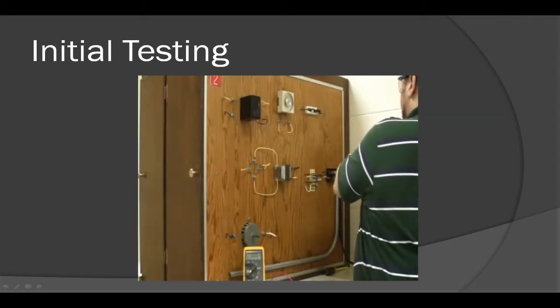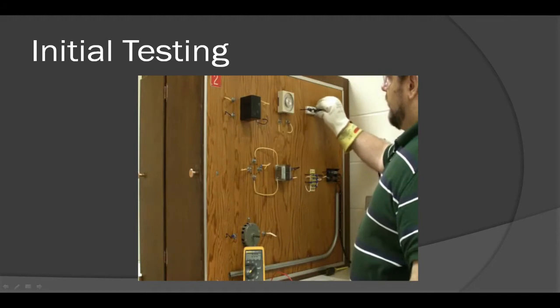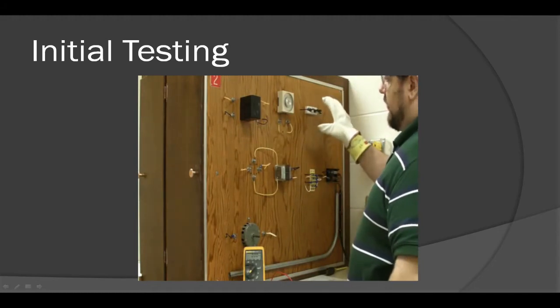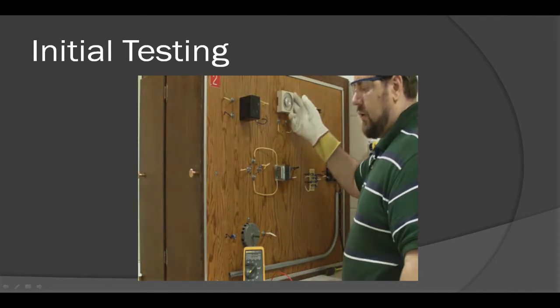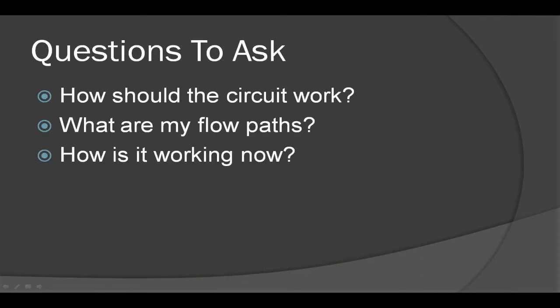Operating the circuits, especially those that have multiple inputs, will tell you a lot about which region of the circuit the fault may be located. When you're trying to gather information, there are a few basic questions you should ask. How should the circuit work? What are my flow paths? And how is it working now?